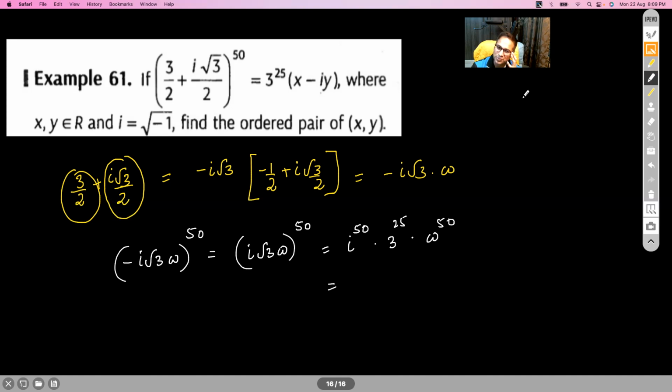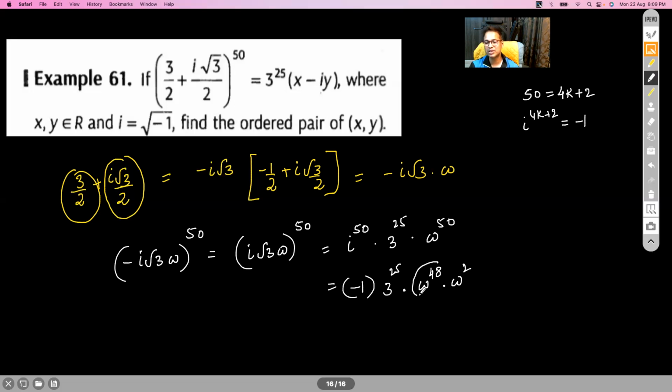Now, what is i to the power 50? 50 is what kind of a number? 50 is of number 4k plus 2 type. So i to the power 4k plus 2 is always a minus 1, isn't it? So this will be a minus 1. 3 to the power 25 will remain 3 to the power 25. Now, all of you please pay attention. Omega to the power 50 can be written as omega to the power 48 into omega square. Now, why did I write it as omega to the power 48? Because I know this result is going to be a 1, because 48 is a power of 3, isn't it? So it becomes minus 1, 3 to the power 25 omega square.